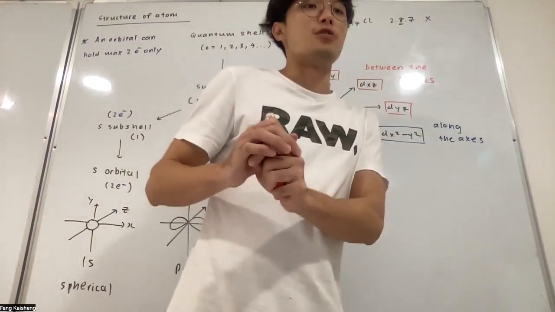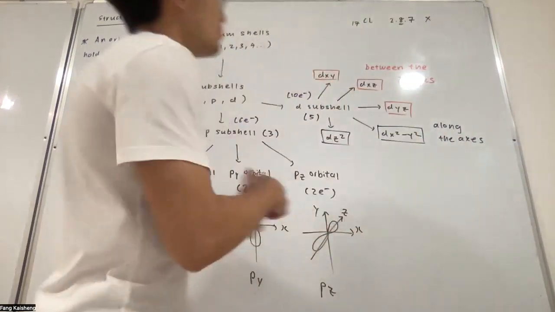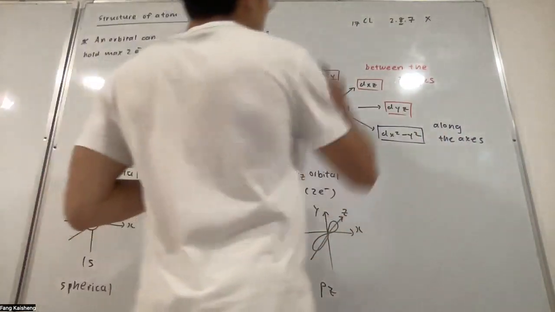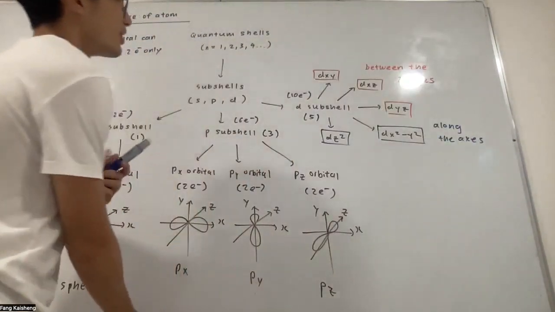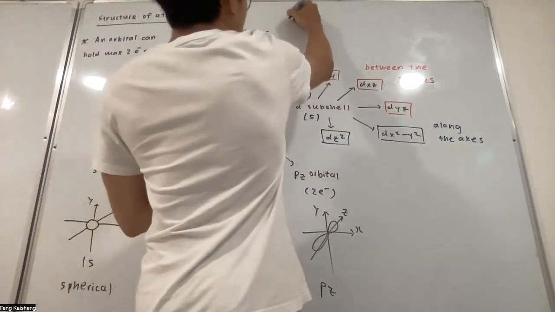As for electronic configuration, can you look at potassium? Potassium is your K, and I just need you to fill in the configuration for 19 electrons.